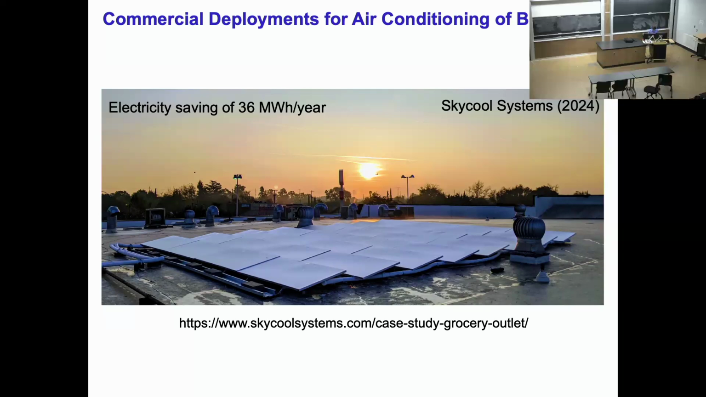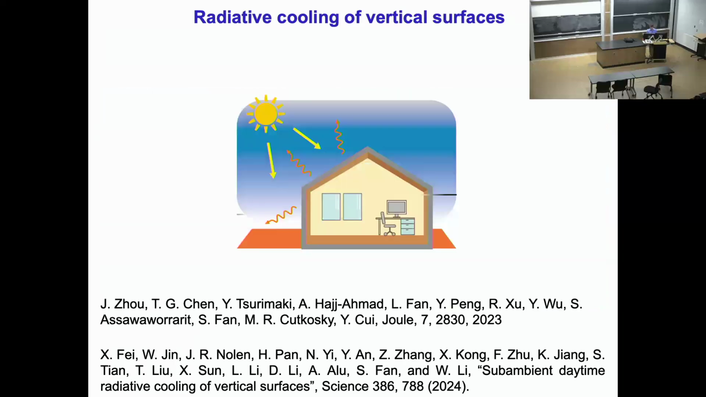Okay. As a somewhat more academic work on this side, one of the recent works that we've done, and this is a collaboration with Wei Li's group, a former postdoc now at the Chinese Academy of Sciences, is to do radiative cooling of vertical surfaces. So all the work that I've shown you, we use the rooftop. So we have the cooler directly face the sky. But many of our buildings, if you look around, of course, have large vertical surfaces. So it will be certainly of interest to try to use those surfaces for cooling purposes as well.